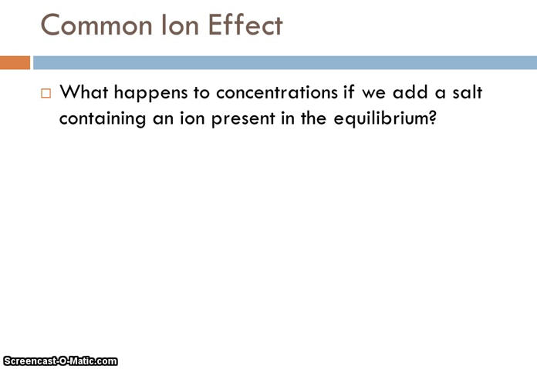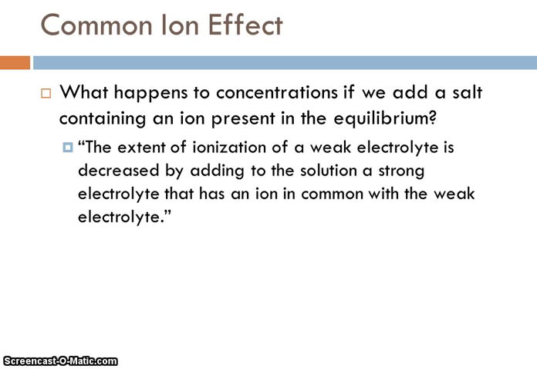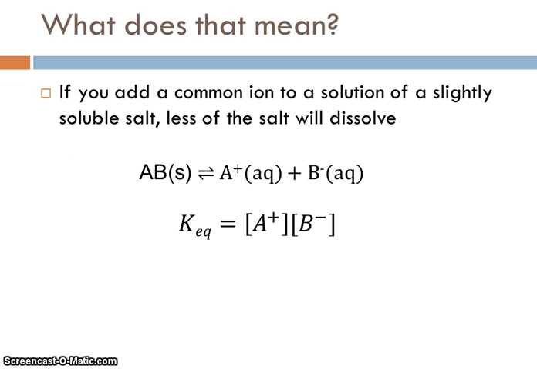So let's start with this idea of the common ion effect. What's going to happen to the concentrations if we add a salt that also contains an ion that's part of the equilibrium? Well, here's the thing, it's really Le Chatelier's principle. Here it is very formally. The extent of ionization of a weak electrolyte is decreased by adding to the solution a strong electrolyte that has an ion in common with the weak electrolyte. Oh, Lordy, what does that mean? Here's the gist of it all.